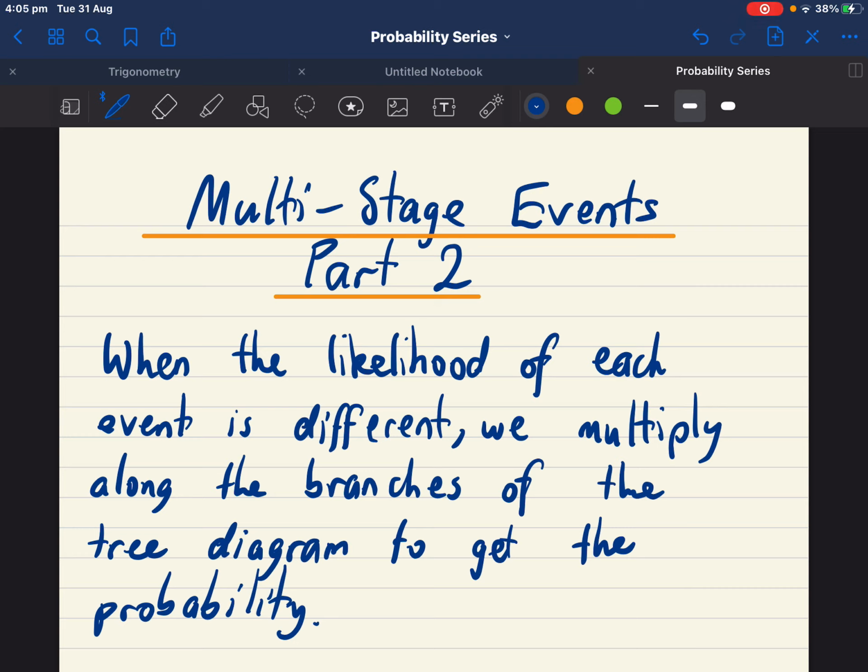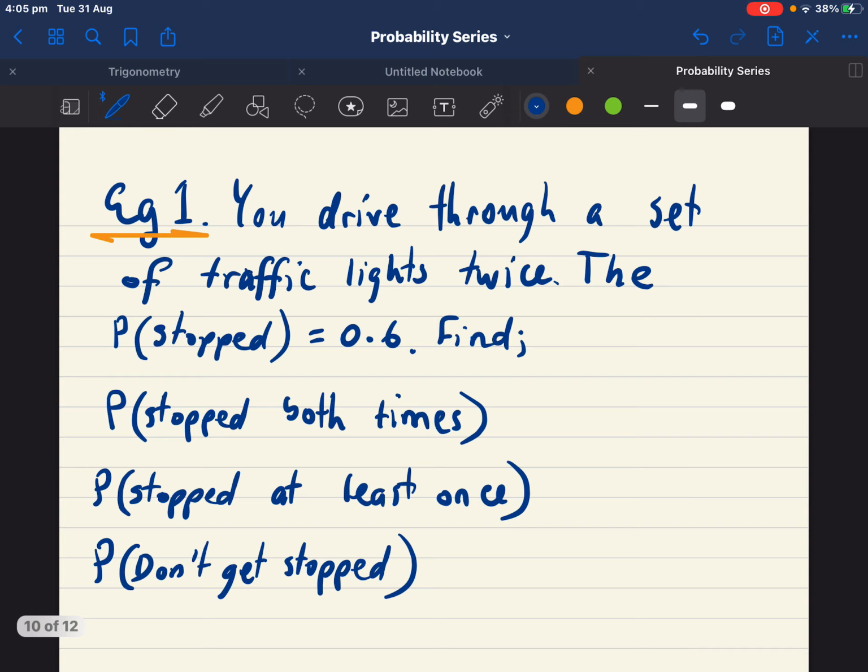For those that are keeping their notes up to date, here it is, the heading and the notes. Pause the video at any point to get your notes in, and let's move on to our first example.